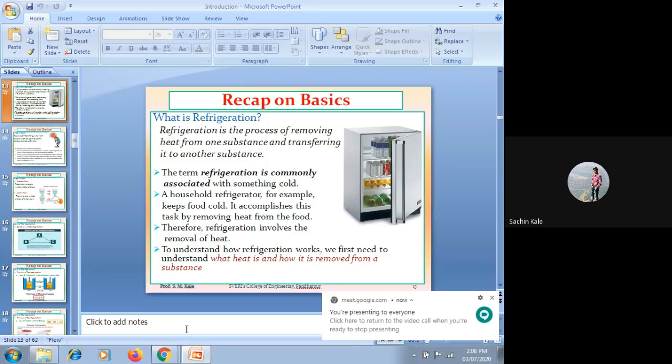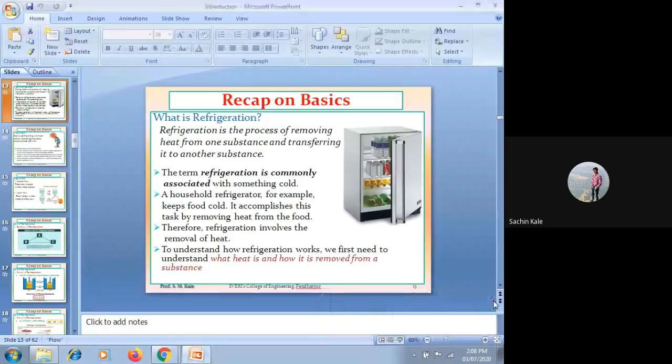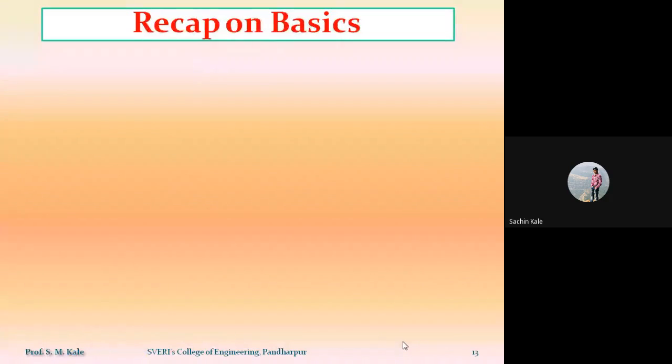Whatever prerequisite subjects are required for learning refrigeration and air conditioning are nothing but basic mechanical engineering, which you have studied in the first year, then applied thermodynamics, then heat and mass transfer, and the fourth one is the IC engine. These four subjects are the prerequisites for refrigeration and air conditioning.